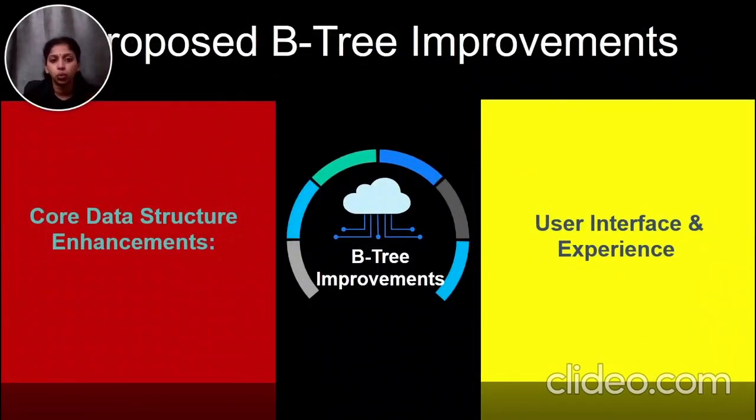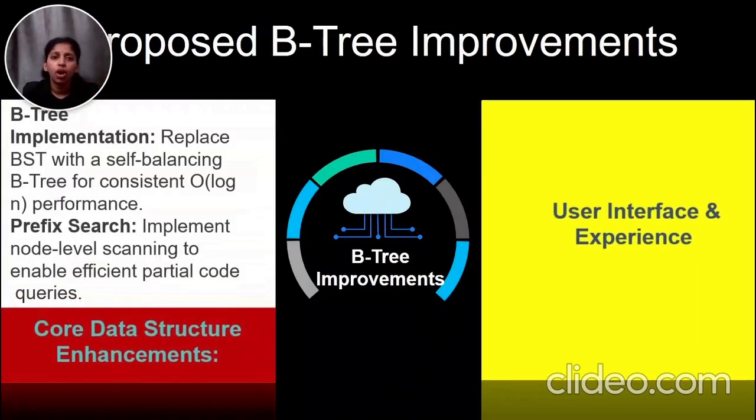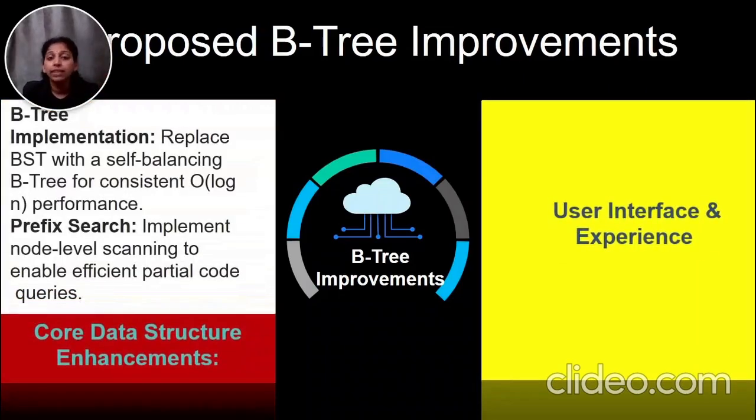Okay, recommended solutions. To address these issues, I recommend moving to a self-balancing tree or a multi-way tree structure. A B-tree offers better balancing and provides more consistent search performance. Additionally, prefix search and filtering should be added to improve discoverability.